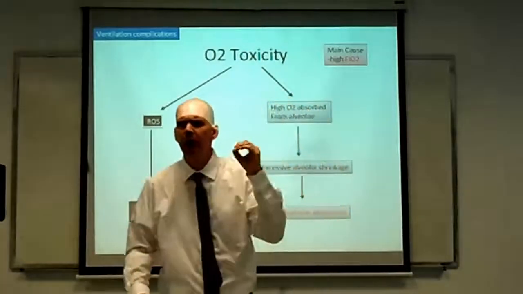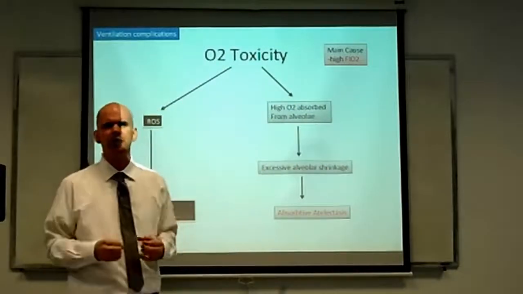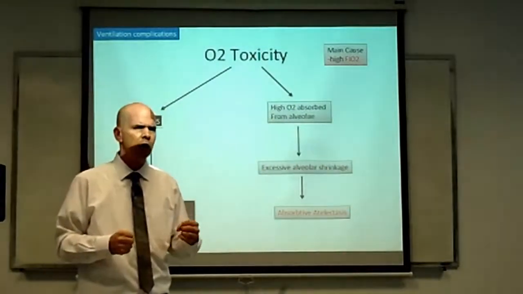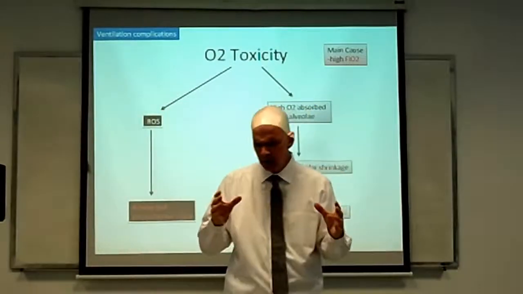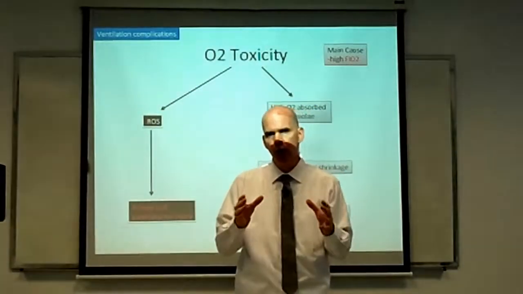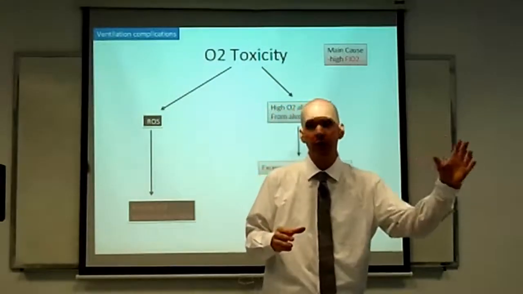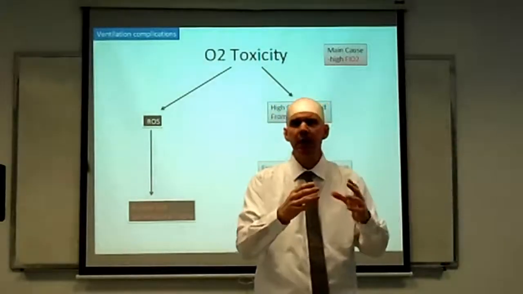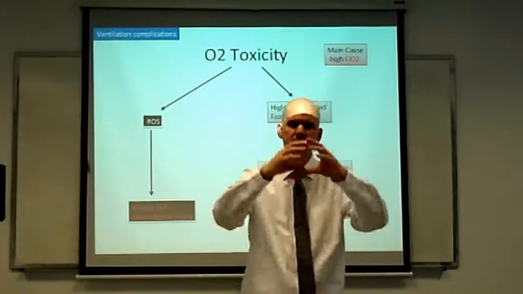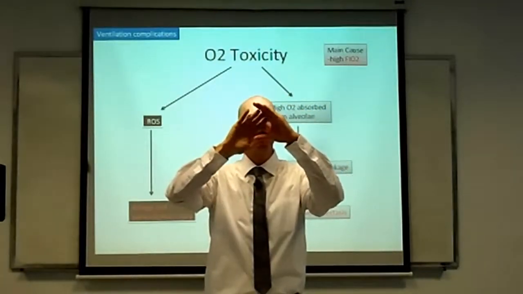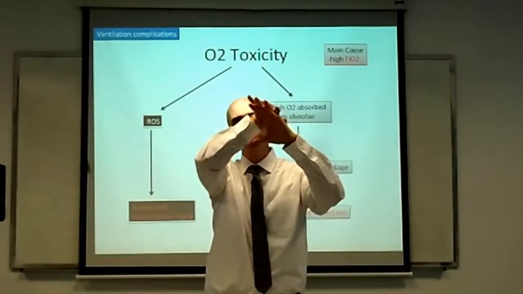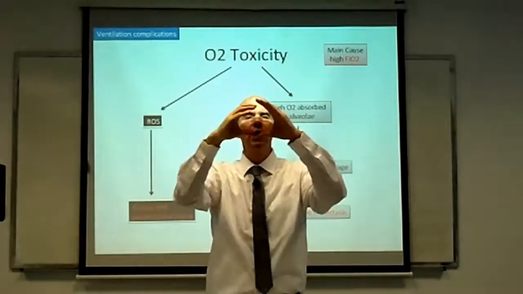Another problem from O2, from high fraction of inspired oxygen, is something called absorptive atelectasis. Let me explain how that works. A normal person breathing normal air is breathing 21% oxygen, and the rest of that air is nitrogen. So this air comes in, fills up an alveolus. The 21% oxygen diffuses into the blood and the capillaries that are going around that alveolus.